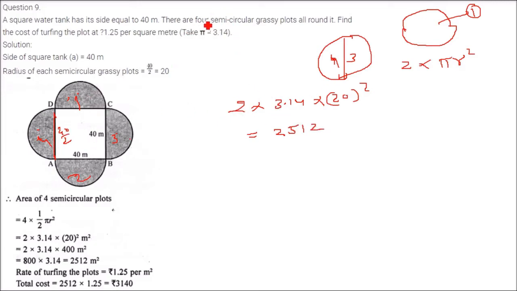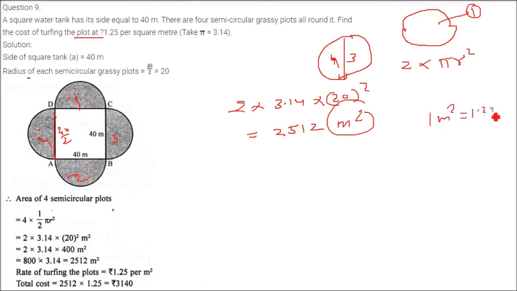Then we have this only, see, there are four grassy plots. So we have to just find out the cost of turfing the plot. So this is the only plot we have to consider. We don't have to go inside. So this is 2512 meter square.